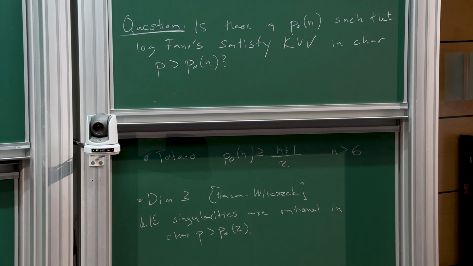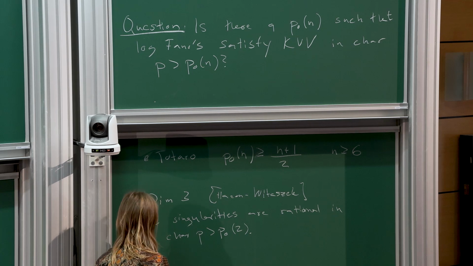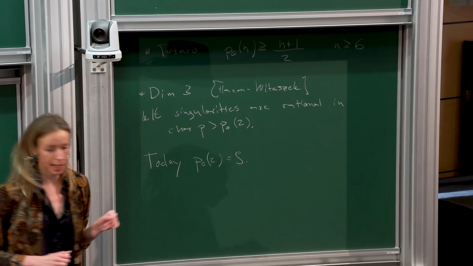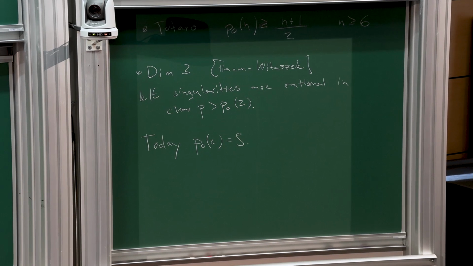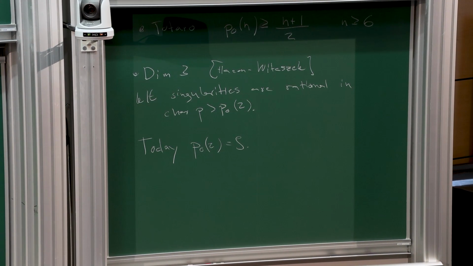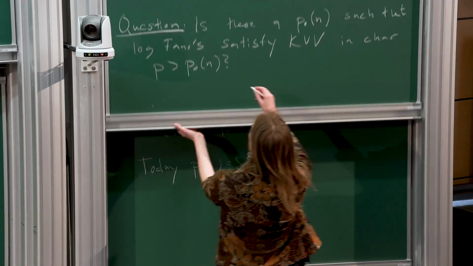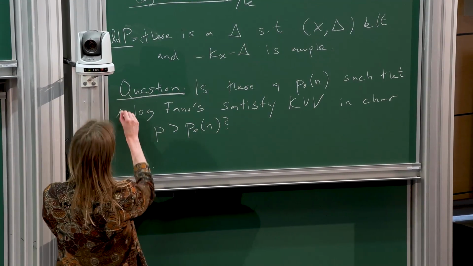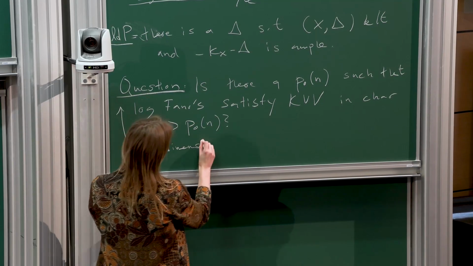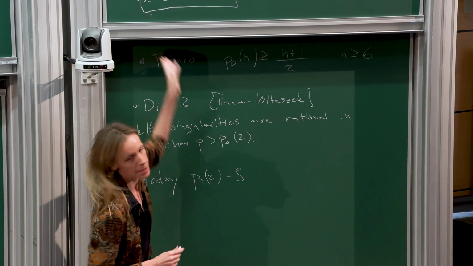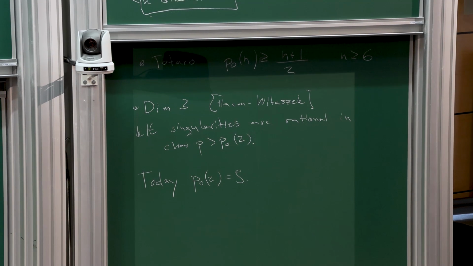So my talk today is going to go through a proof that this P02 is equal to 5. Today I'm going to show that P02 is equal to 5. And this is not going to involve much birational geometry, I think. Any questions? What is n? Dimension. Fanos such that n-dimensional. Okay.